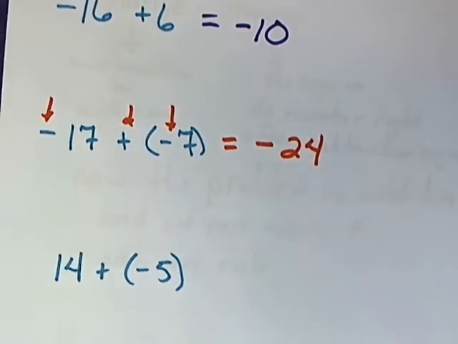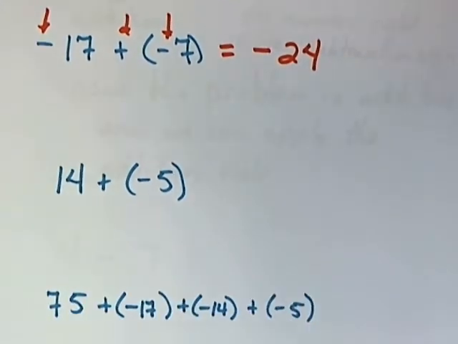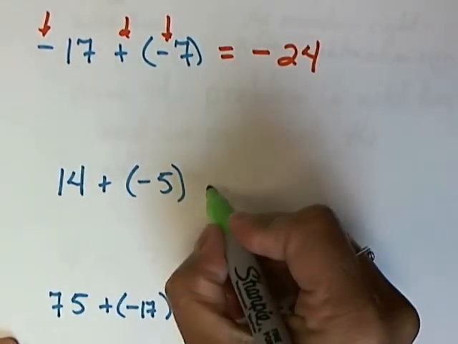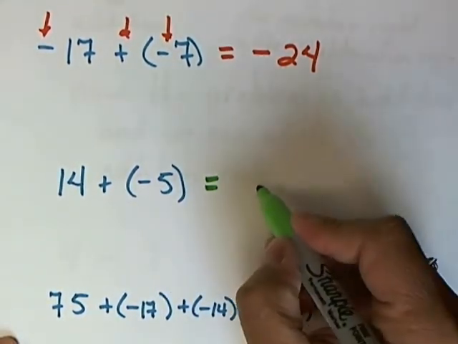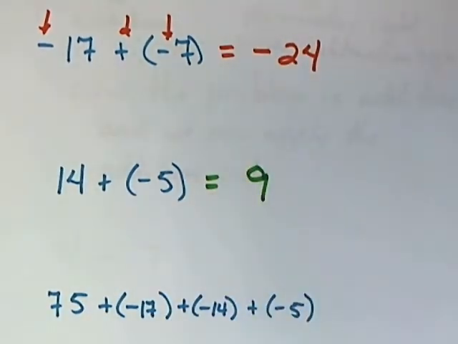In my next example, I have a positive 14, and I'm adding a negative 5. A positive 14 and a negative 5, one of each, so I subtract. If I had the numbers 14 and 5, I would subtract them. 14 minus 5. I start with a 14, which is positive, so my answer will be positive, and taking 5 from 14 gives me 9.